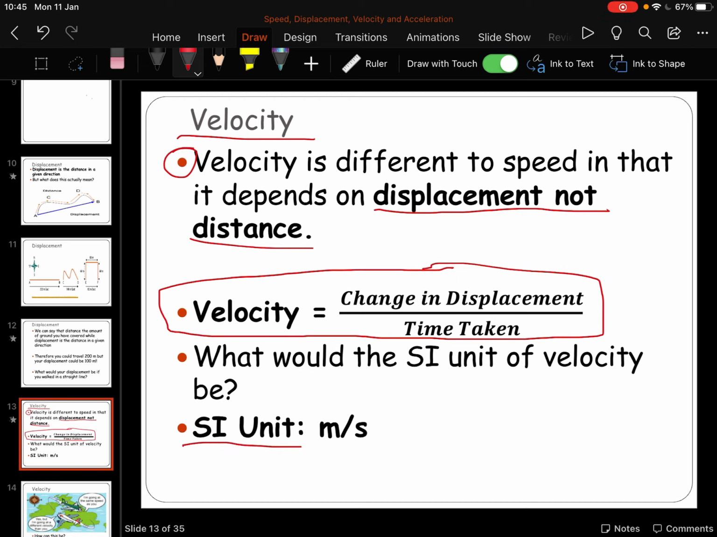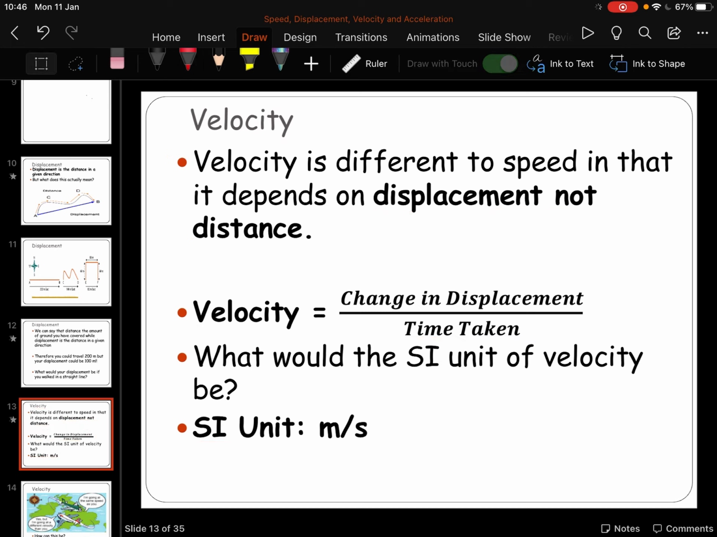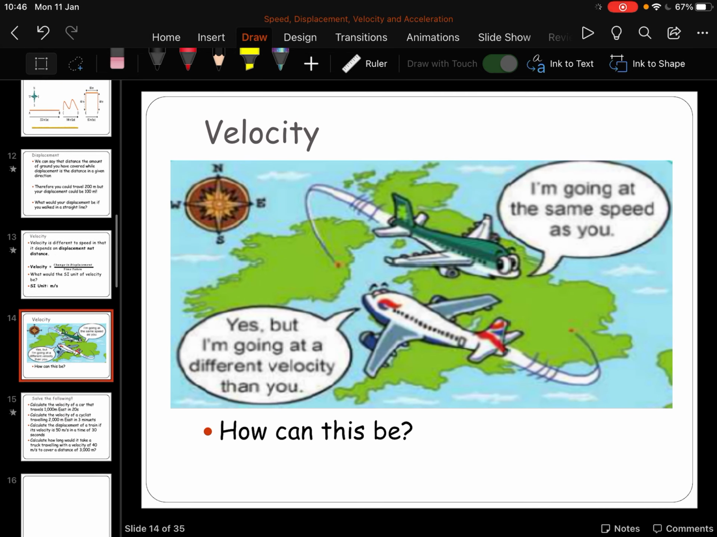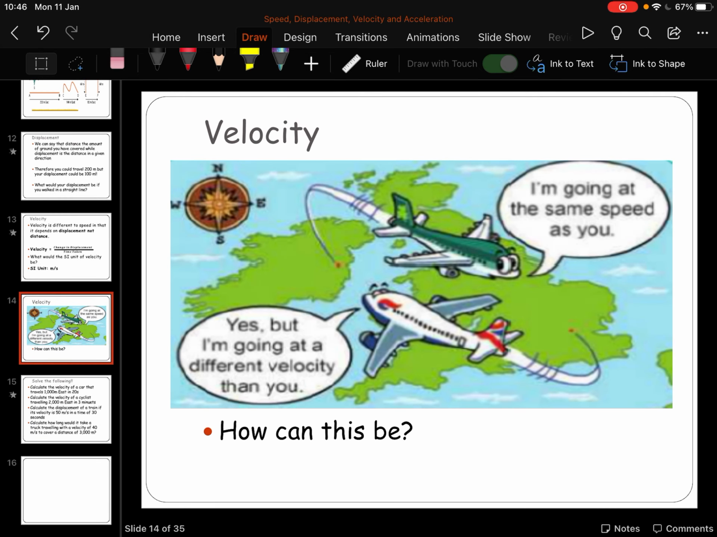What would the SI unit be? So again, take down 3 things: the definition to start, but underline that displacement is not distance. Take down the equation, velocity is change in displacement divided by time taken, and then take down the SI unit. Again, pause the video, guys. You don't have to keep up with me here. This class is almost finished. We've just 2 more slides.